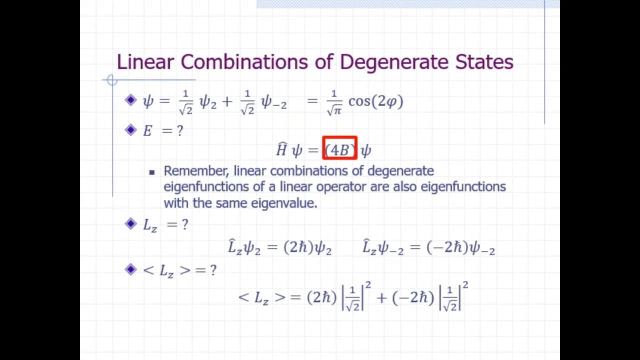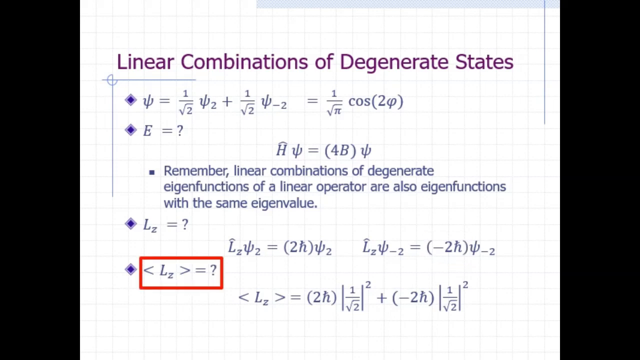How about the z component of the angular momentum? We've seen that for m sub L +2, the eigenvalue for the Lz operator is positive 2 h bar. And for m sub L -2, the eigenvalue is negative 2 h bar. While the two functions are degenerate as far as the Hamiltonian operator is concerned, they are non-degenerate as far as the Lz operator is concerned. Since psi, in this case, is a linear combination of non-degenerate eigenfunctions of the Lz operator, it is not an eigenfunction of the Lz operator, which means that Lz is not well defined.